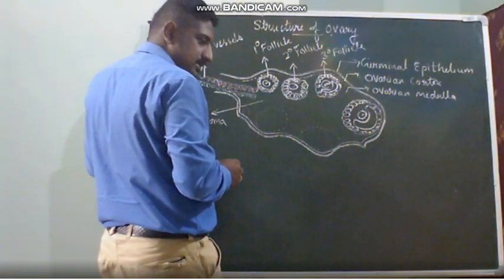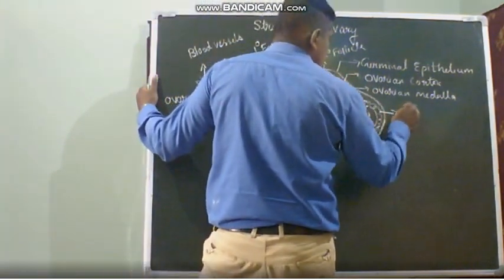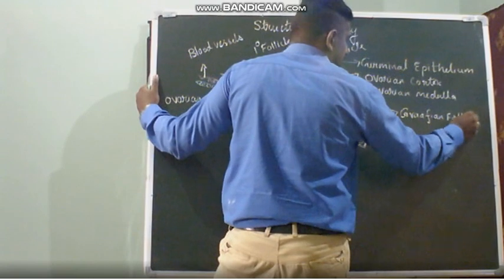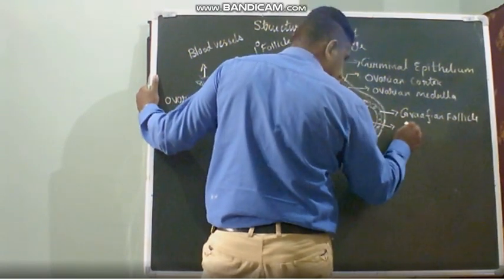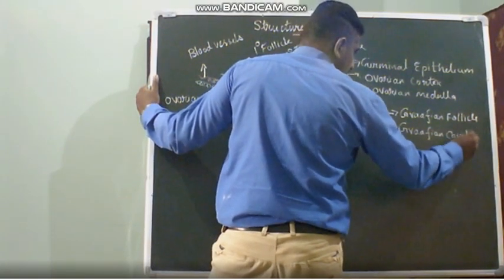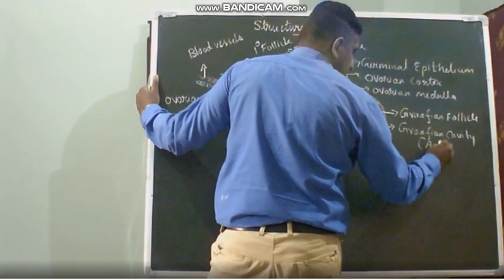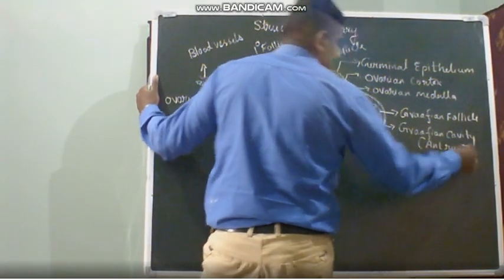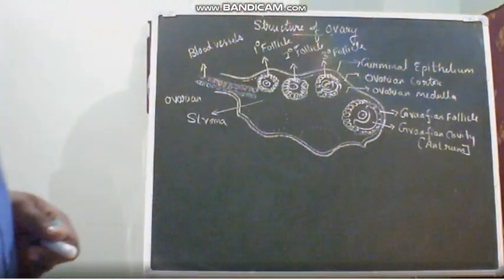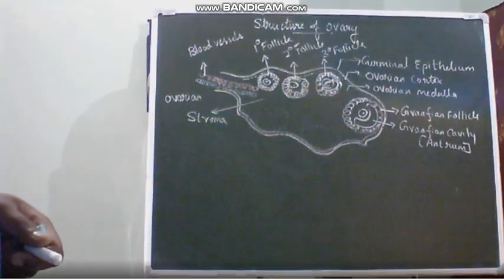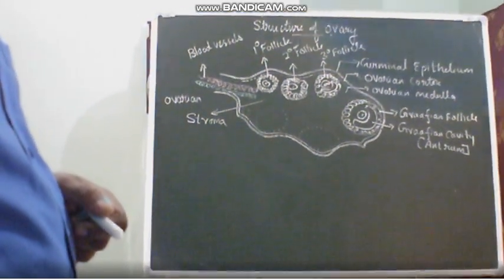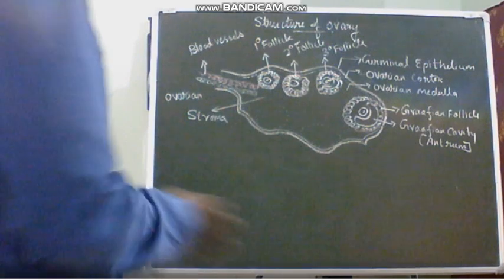What is this structure called as? This structure is called as your Graafian follicle, and this cavity is called as Graafian cavity, or people call it as antrum. The cavity is also called as antrum. Most of them know the cavity as antral cavity or antrum. That is the most common words people used to come across. Most of them use Graafian cavity also. Few of them come across with the term antral cavity also. So both of them will be the right one, whichever you want you can use.